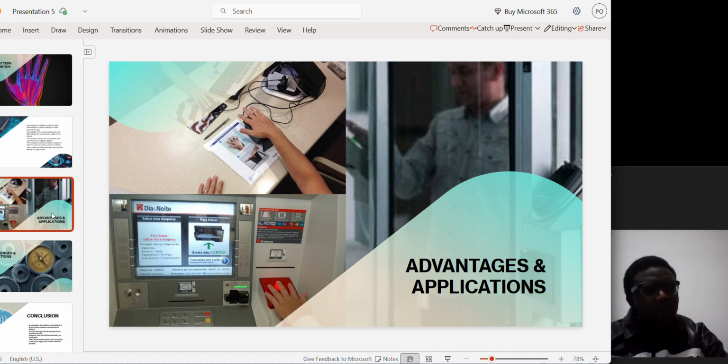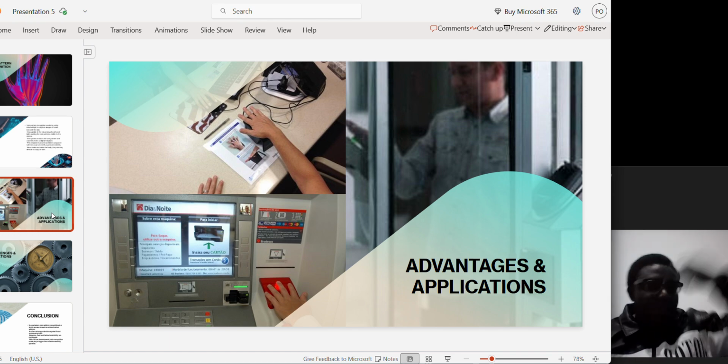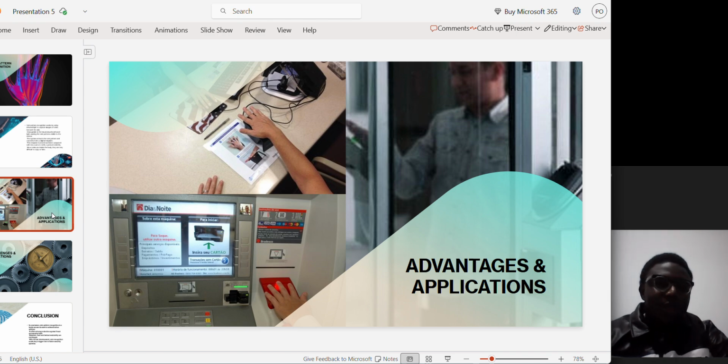Now, the advantages. One major advantage of vein recognition is its high security. The vein pattern is hidden inside the body, which protects it from external attack. It's underneath the skin, so you cannot manipulate it like that.